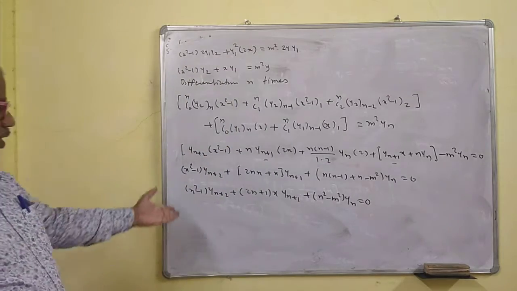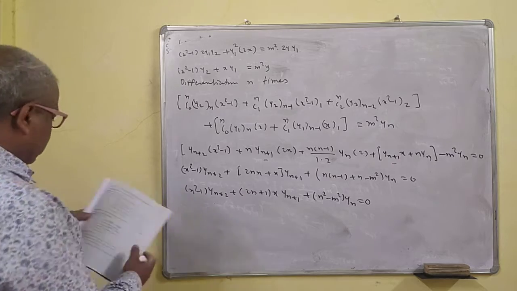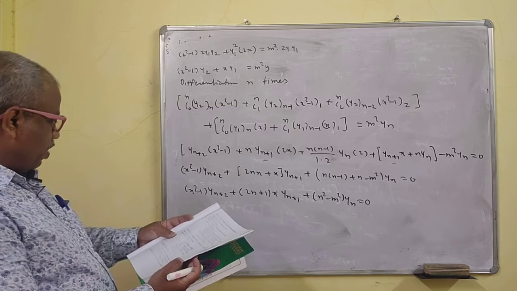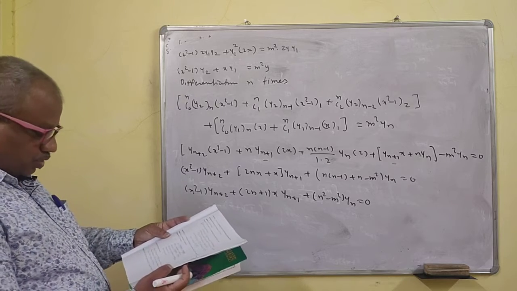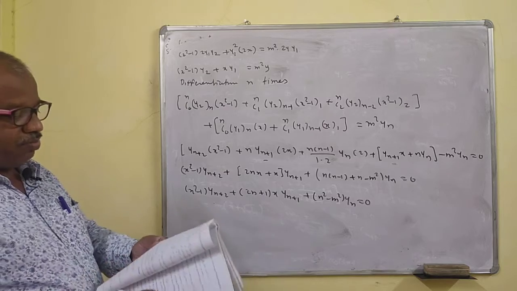So automatically we get your required answer C. Now see whether we are correct or not. Just we check. So what? (x square minus 1) yn plus 2, plus (2n plus 1) x yn plus 1, plus (n square minus m square) yn. So we get the correct answer.